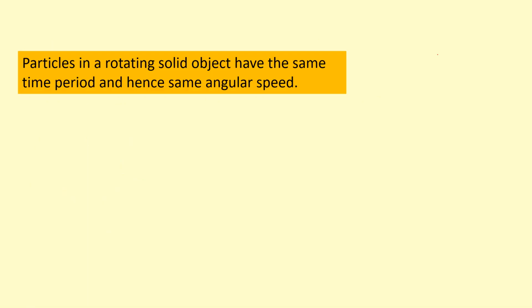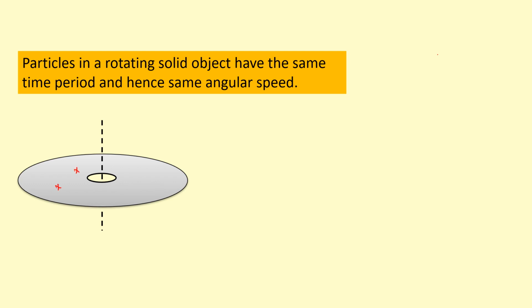Okay, particles in a rotating solid object or rigid object have the same time period, and hence they must have the same angular speed. For example, particles on a disk. So let's say you've got 2 fixed points on a disk. Now if one point went around in, let's say, 1 second, the other must also go around in 1 second. Otherwise for these 2 points, the angle between them would be increasing and they'd be moving apart, which means the disk would basically tear up.